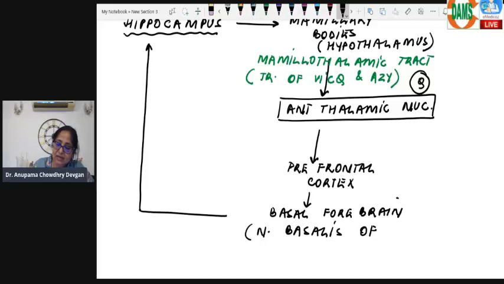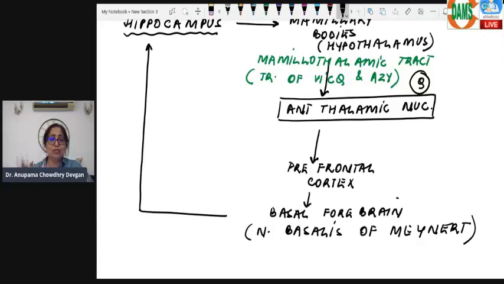Nucleus basalis of Maynard. Right? Nucleus basalis of Maynard. This is affected in Alzheimer's. Right? To convert any short-term memory to long-term memory, this circuit must be repeatedly excited.